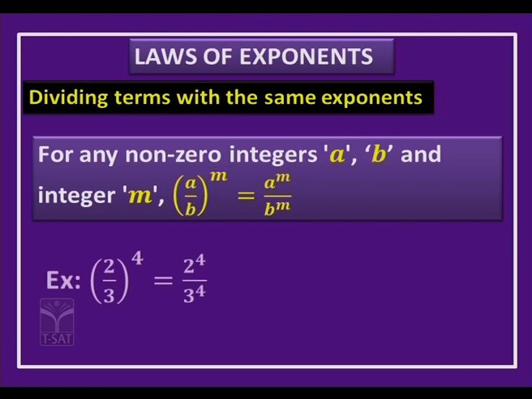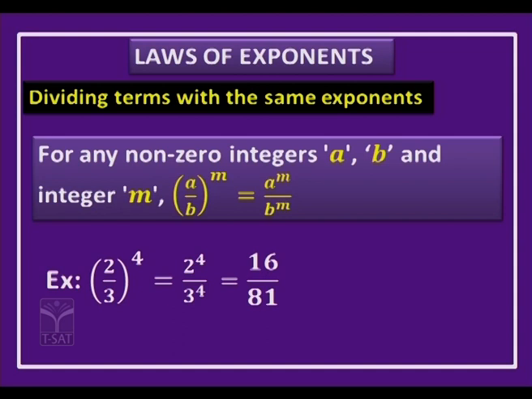Let us take an example. 2 by 3 whole power 4 can be written as 2 to the power of 4 by 3 to the power of 4. Okay, children. So, next one, further you can simplify 2 power 4 as 16 and 3 power 4 is 81. So, we can write it as 16 by 81, children.